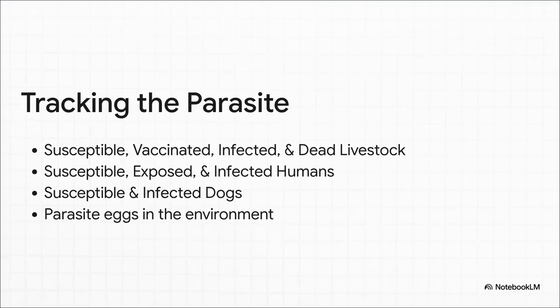So, how exactly did these researchers build their digital laboratory for this particular parasite? Let's take a look under the hood. They use something called a compartmental model. It sounds technical, but the idea is simple. They just sort everyone and everything involved into different groups, or compartments. So you've got your healthy dogs, your infected dogs, your healthy sheep, your infected sheep, even a compartment for the parasite eggs just hanging out in the environment.